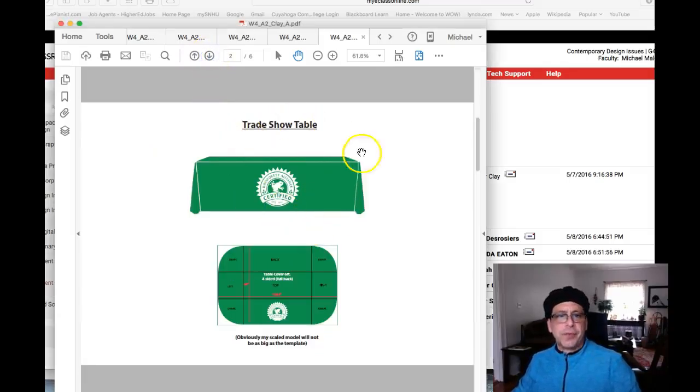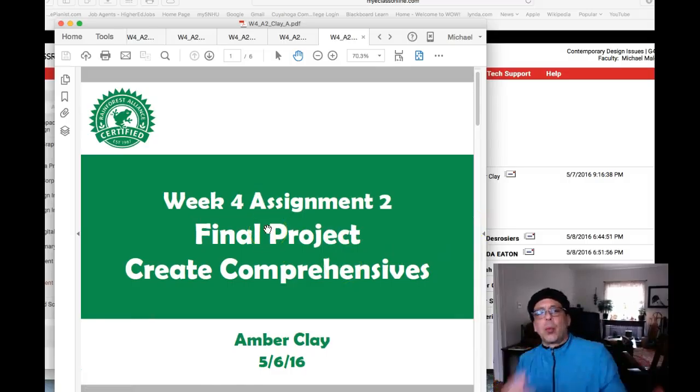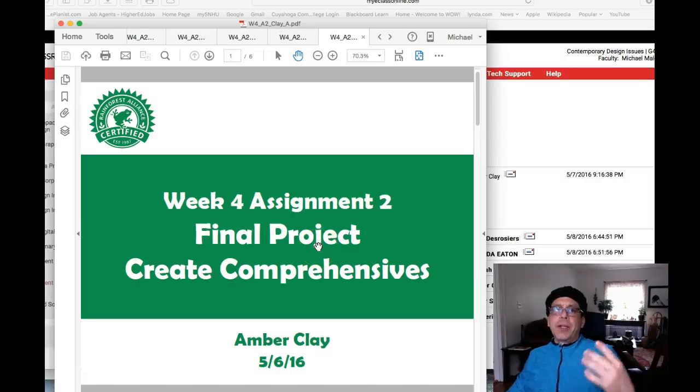You go from there to your trade show table, but we don't have the transition here, there's no title page. Well, there's a title page here, but it's not telling us what the assignment is. Anytime in design you have a presentation, assume that your viewer has no clue what you're presenting. So really try to be as thorough as you possibly can with your presentations.